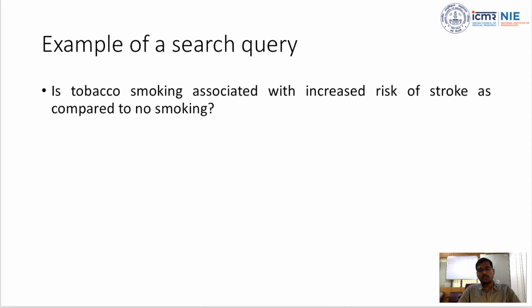So we want to identify all the articles that have looked at the association between tobacco smoking and increased risk of stroke. So this could be case control studies, cohort studies, analytical cross-sectional studies. Interventional studies are not possible here. So we would like to have a wide-ranging number of articles on this particular topic. So now let us go to the hands-on demonstration, and I will take you step by step through the process.